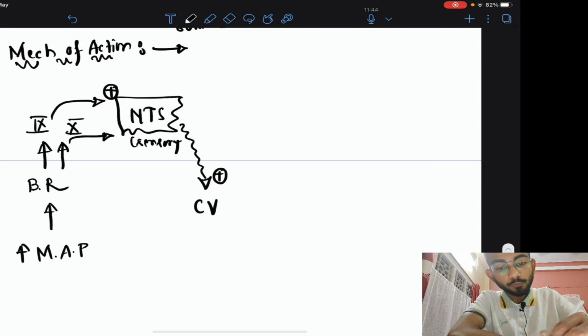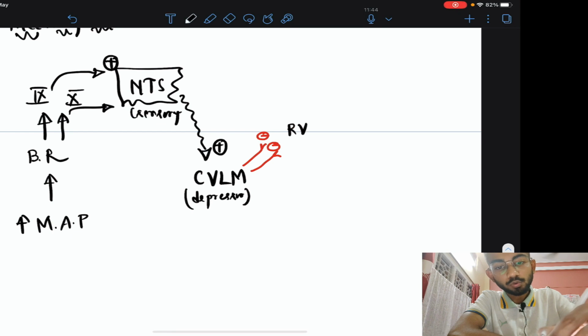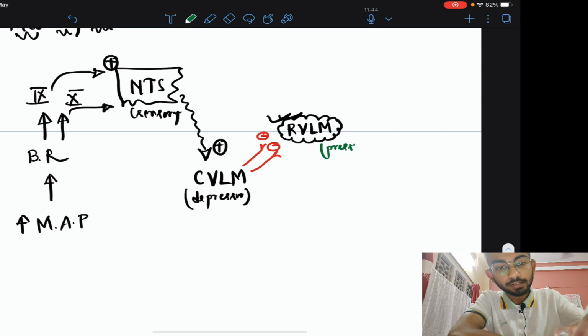Now from this nucleus tractus solitarius, it will stimulate the caudoventrolateral medulla, which is nothing but the depressor area. Alright guys, but we know that the caudoventrolateral medulla has got GABAergic neurons in it. So these GABAergic neurons will now inhibit the rostroventrolateral medulla, which is the main part of the vasomotor center. Now upon inhibition of the rostroventrolateral medulla, which is also known as the pressor area, the sympathetic flow will decrease.